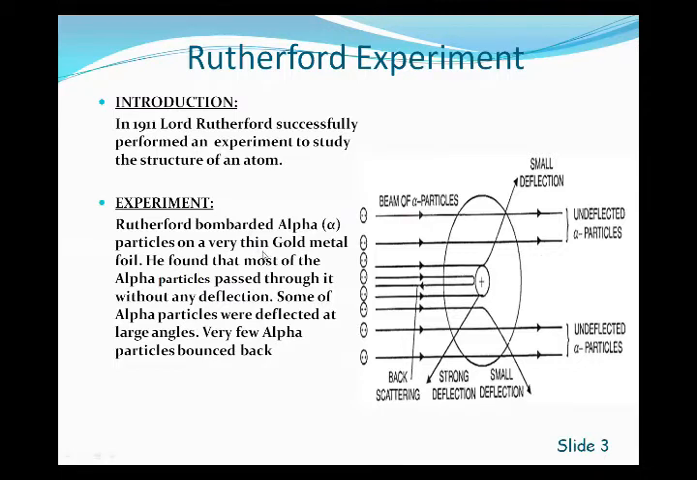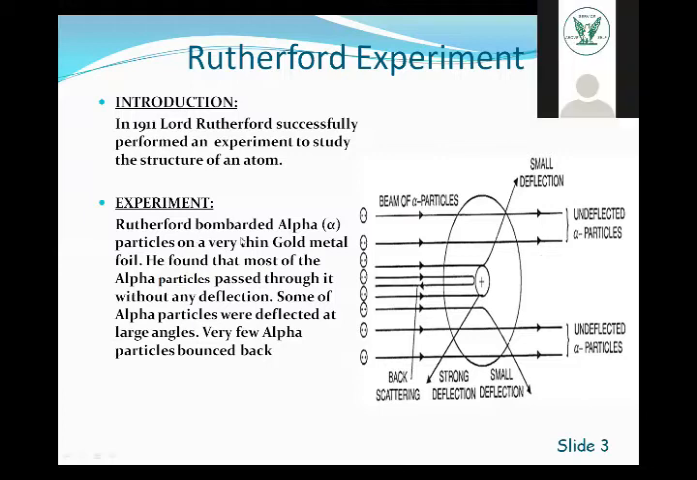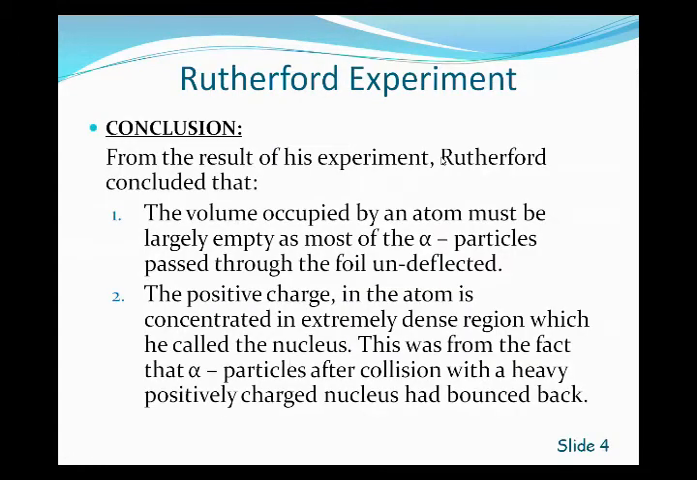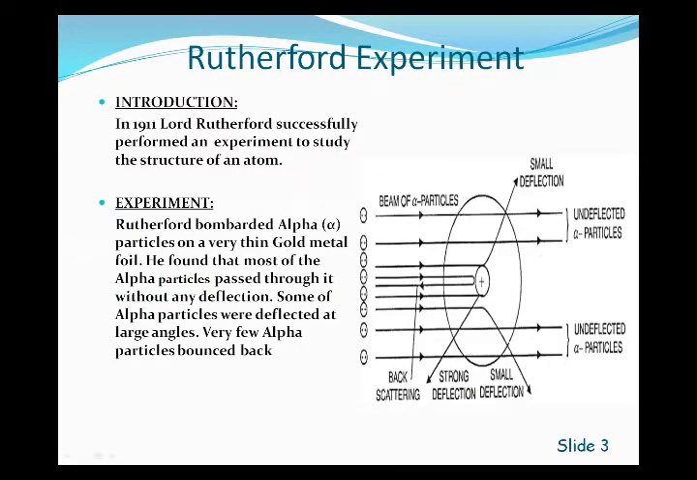Why did Rutherford use a very thin gold metal foil? Its thickness is 0.004 centimeter. He chose it very thin for easy bombardment by the alpha particles. After bombardment, he used a zinc sulfide screen for observation.